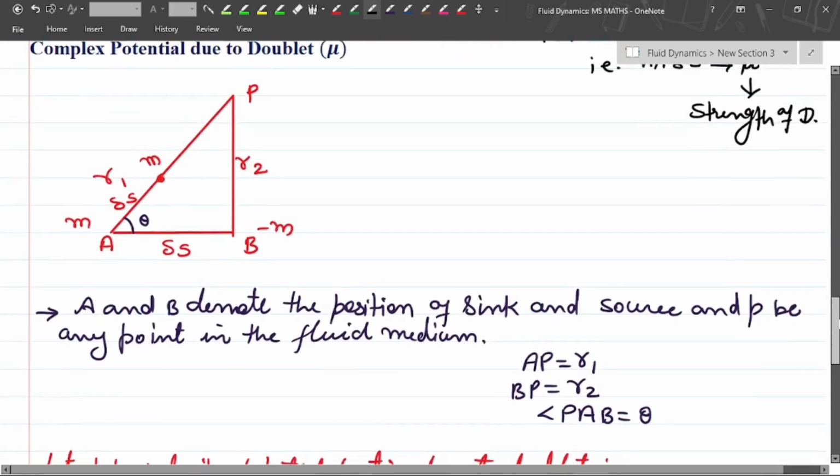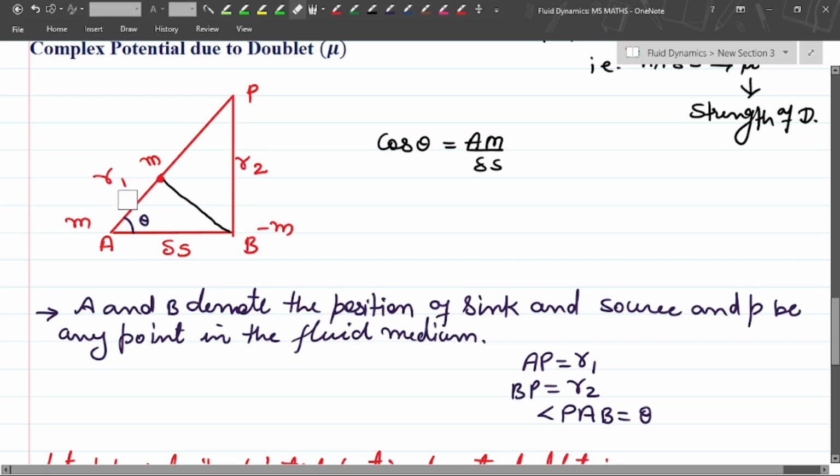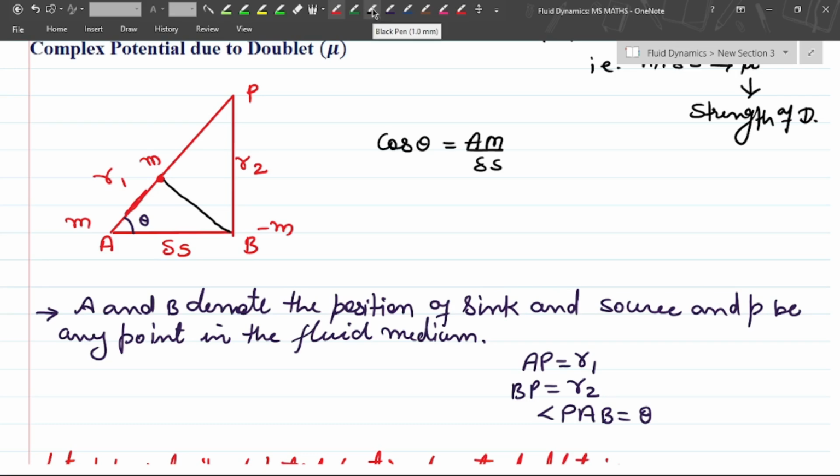So I can drop a perpendicular here, and I can find cos of theta. Cos theta is AM divided by delta s. Sorry, this is by mistake, it is not delta s here. So AM divided by what is cos theta here? Cos theta is with this angle. So I can just write what my delta s is here.